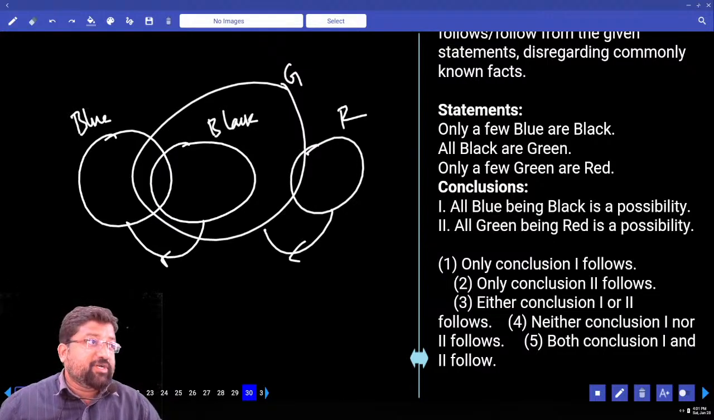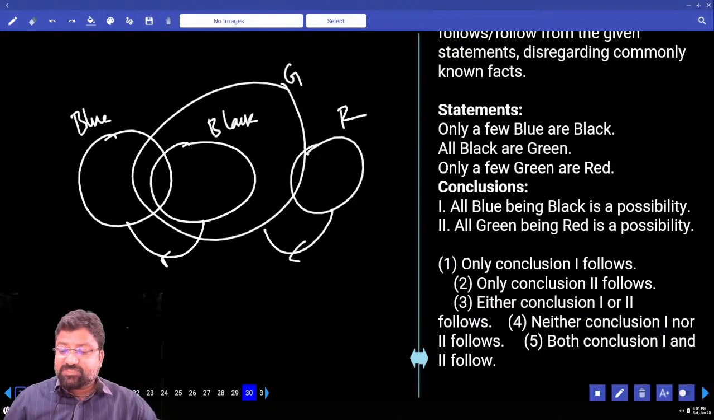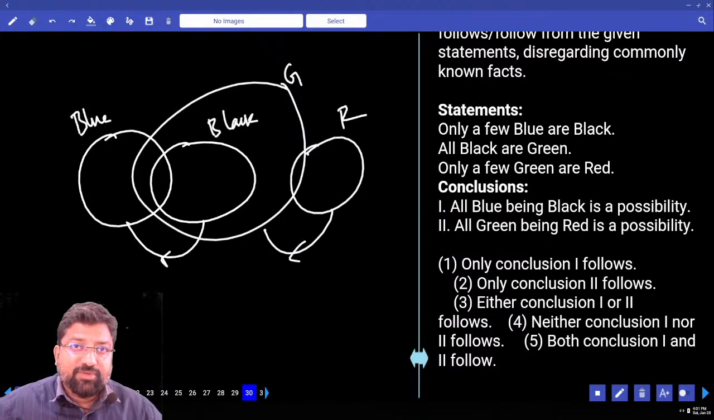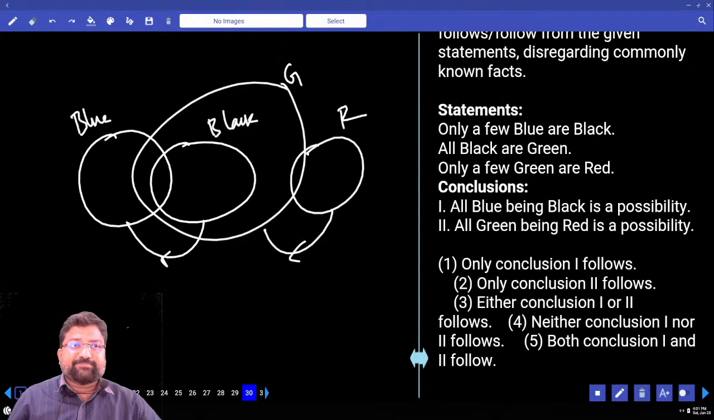Is it a possibility or not a possibility? Not a possibility. All green being red is a possibility. Can I take all the greens inside red? No. But can I take all the reds inside green? Yes. So is it a possibility or not a possibility? Not a possibility. What's your answer? Neither 1 nor 2.